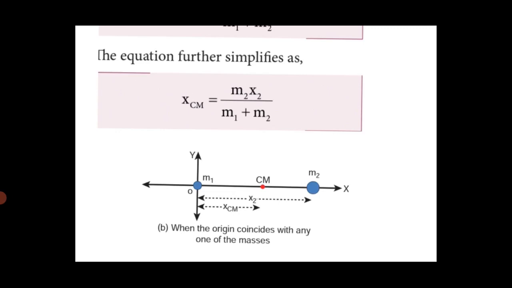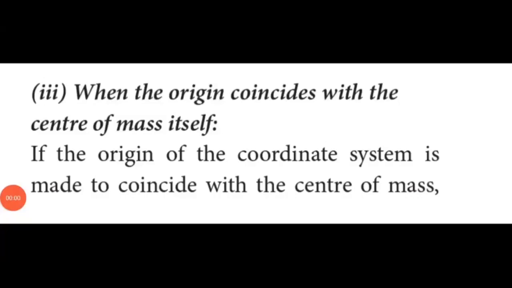Okay, so in this case we have taken one mass at the origin and the other on the positive side. In the earlier case we took both the masses on the positive side. Now the third case is when the origin coincides with the center of mass itself. In the two cases we discussed, one mass is on the origin and the other is on the positive axis.